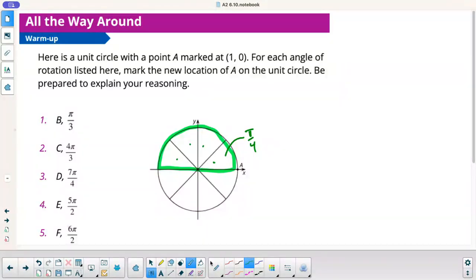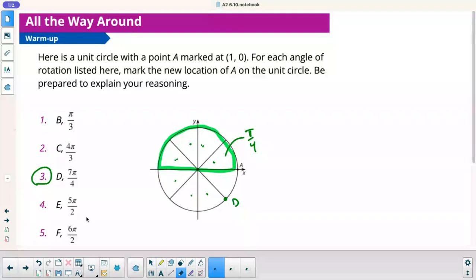Okay. So to start things out, maybe I could do number 3 first, because I know I go by pi over 4. So 1, 2, 3, 4, 5, 6, 7 pi over 4 would be right here. So this would be number 3. This would be my A, or I guess I'm going to call it point D. I'm sorry, this would be point D. That would be easy to do first. Now, the next one that might be easy would be the pi over 2. So maybe I'll do those next.